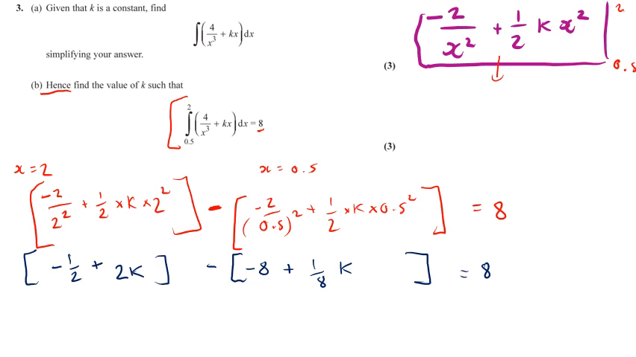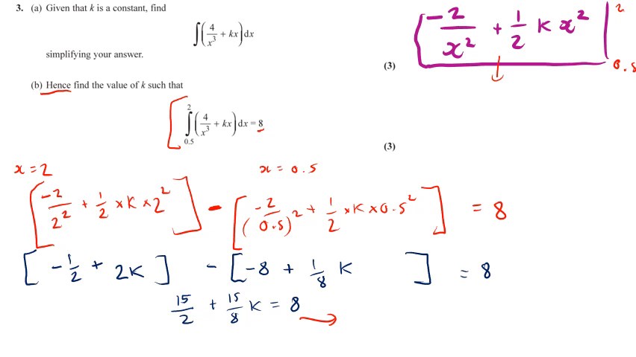Let's simplify our left hand side. So we've got minus 1/2 minus minus 8, which is 15 over 2. And then we've got 2k minus 1/8 k. So 2 minus 1/8 is 15 over 8. And that's equal to 8. So now we've got an equation that we can solve.